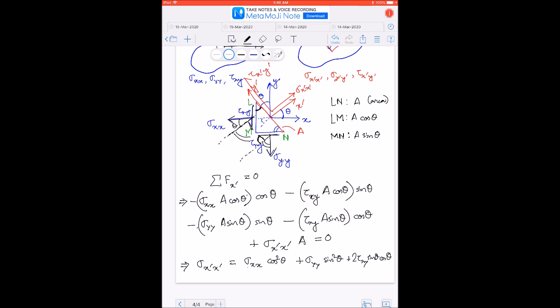So in the next part of the lecture, we are going to address the summation of the force along the y dash direction.